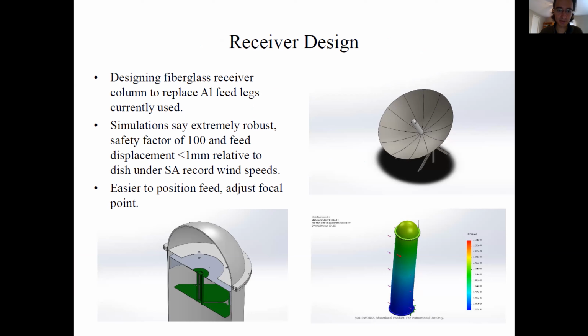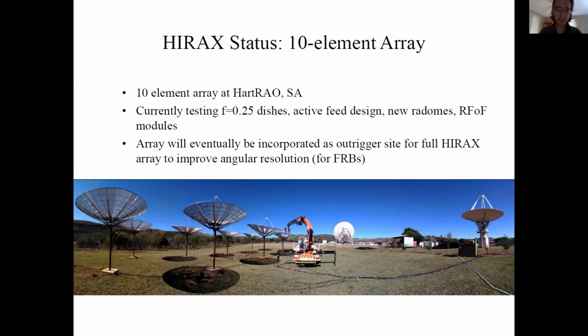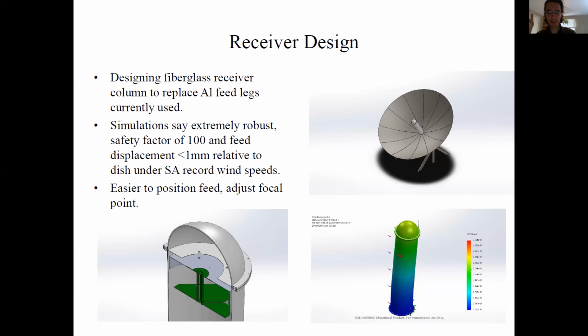And you can see in the previous slide, in the current model, the feeds are held up with these feed legs that come in from the outside of the dish. But we've discovered that induces some polarization structure into the beams that's actually noticeable according to the simulations. So we'll be moving towards these fiberglass feed columns, which I've done some work simulating, which should be easier to build into position, and also significantly stronger than the feed legs.